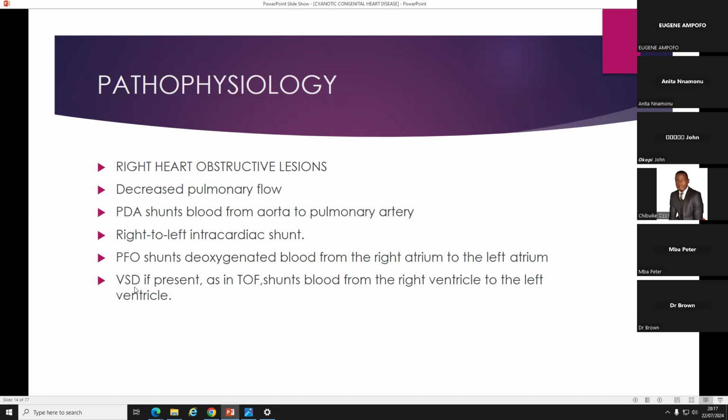And then the ventricular septal defect, if it is present, as it is in tetralogy of Fallot, shunts blood from the right ventricle to the left ventricle. So in summary, you have a right to left intracardiac shunt because the outflow tract of the right heart is obstructed. So there's raised pressure, and therefore there is a likelihood to shunt blood from the right into the left, causing cyanosis.